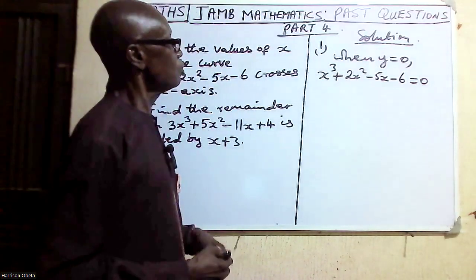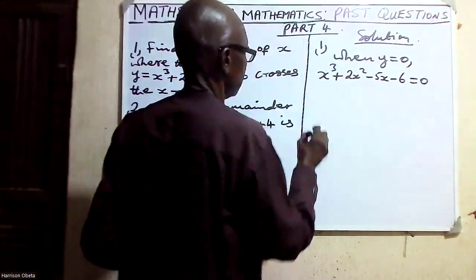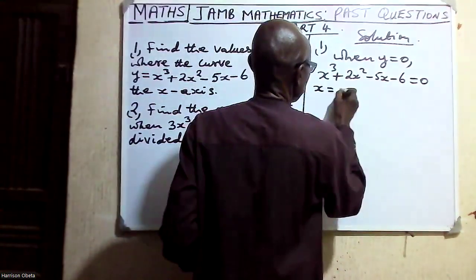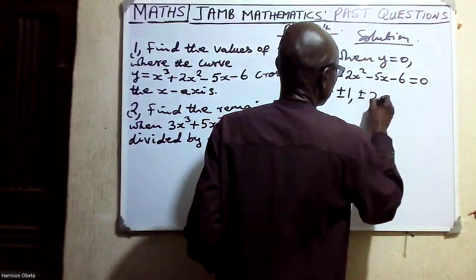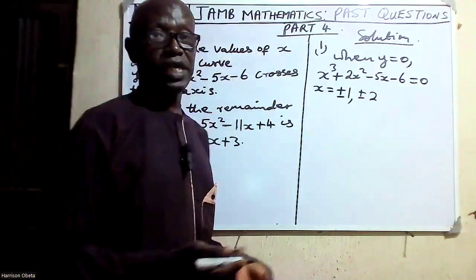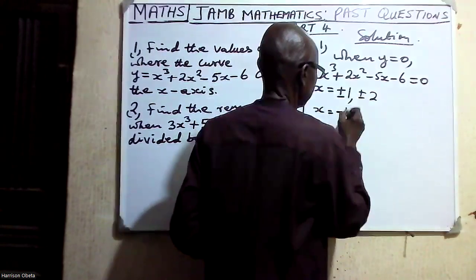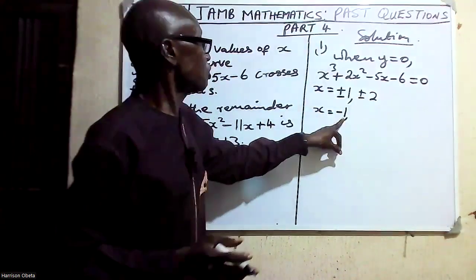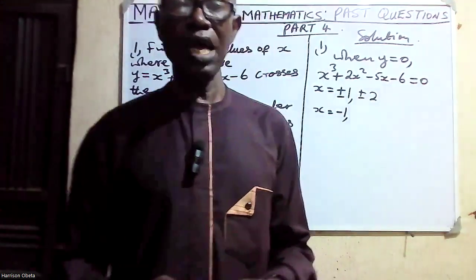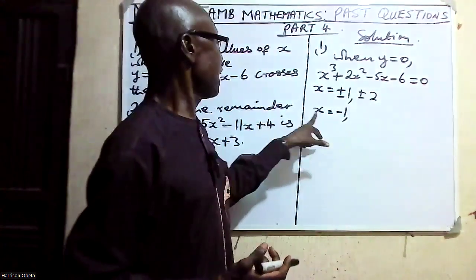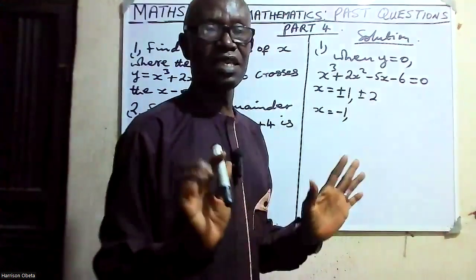Yes, we have to use what I can call trial and error method. That is, when x equal to plus or minus 1, plus or minus 2, and so on. So we can start by using x equal to minus 1. That means substitute x equal to minus 1 here. If we end up with 0 as our answer, it means that x plus 1 is a factor. That means x plus 1 can divide this without any remainder.